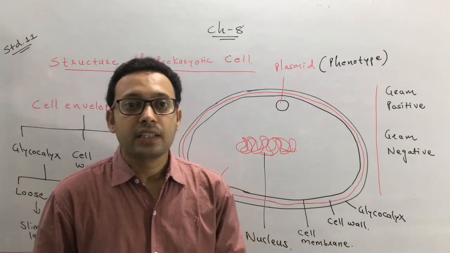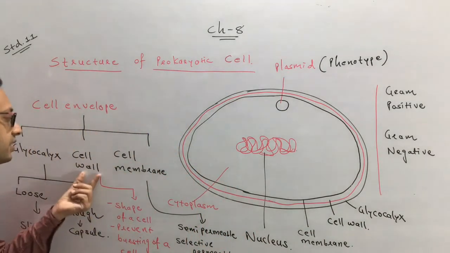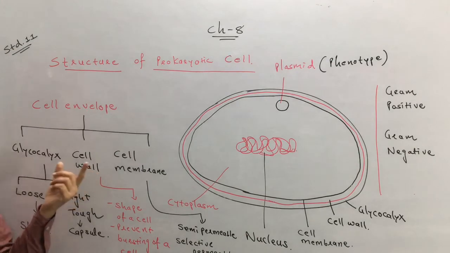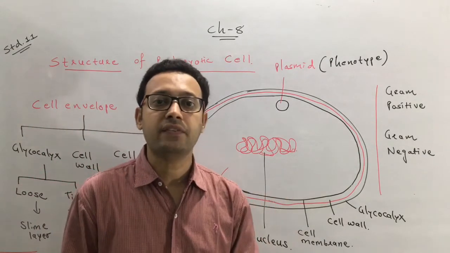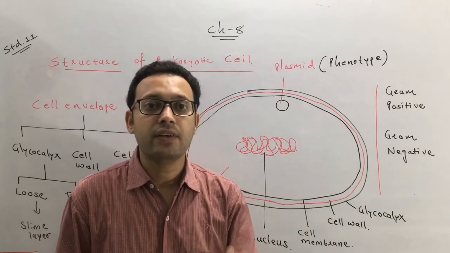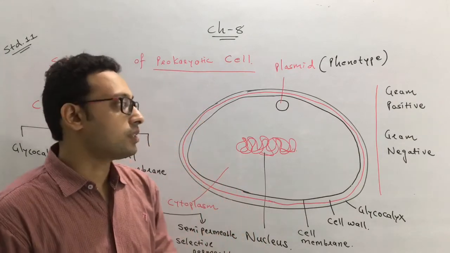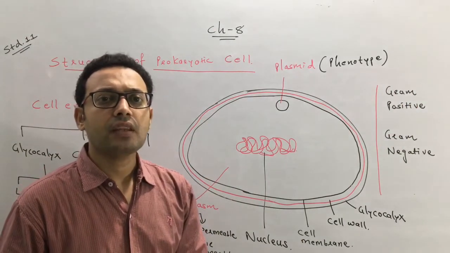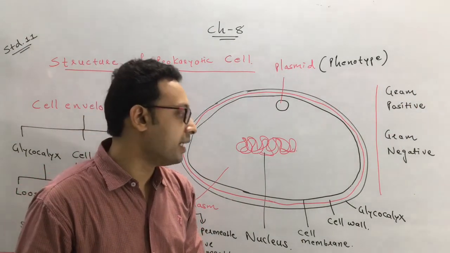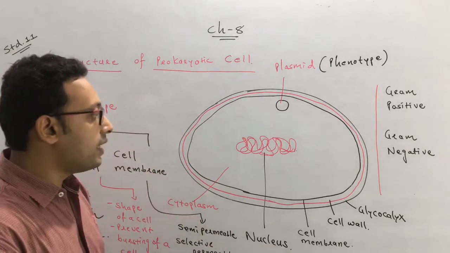Okay, and staining is due to differences in the structure of the cell wall of bacteria. All bacteria don't have the same kind of cell wall structure. They have a different cell wall structure, and based on that, these are the two categories of bacteria: gram-positive and gram-negative.